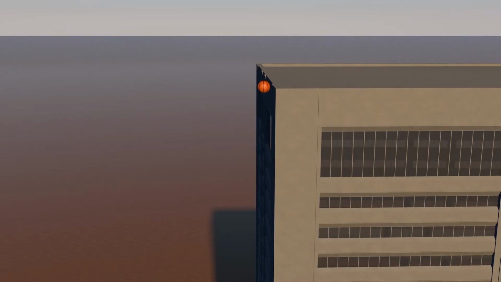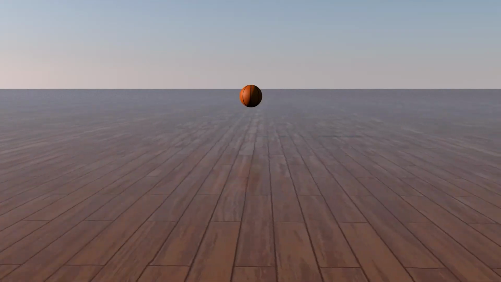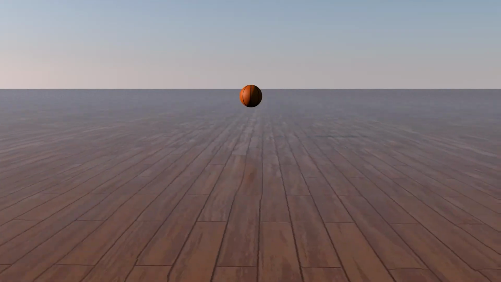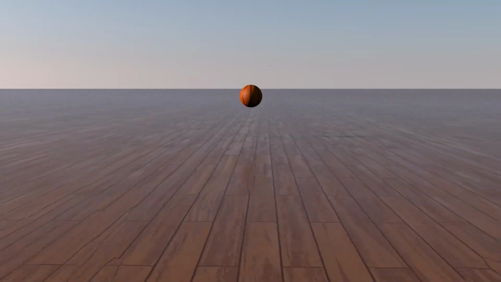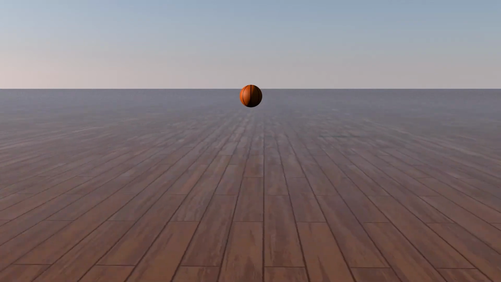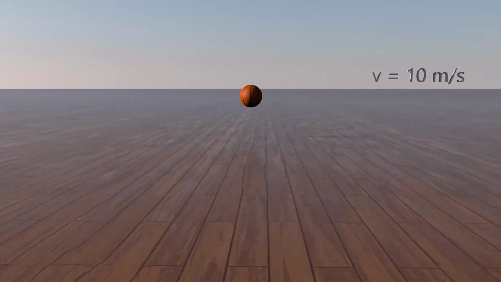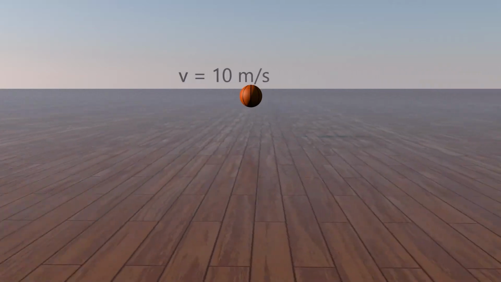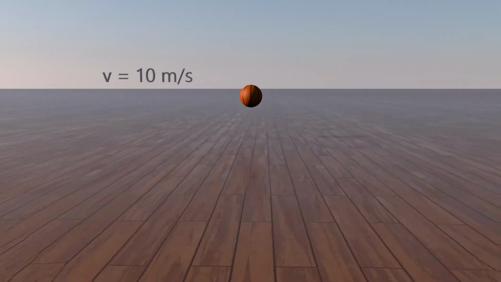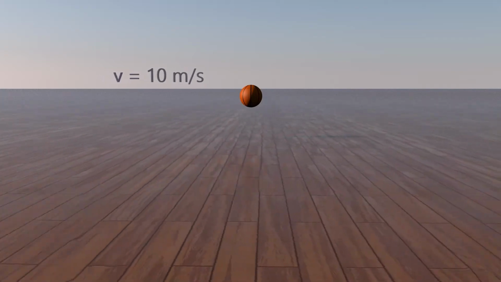Now let's take another example. Say we throw the same ball along a straight line through air and ignore the effects of gravity and air resistance. This ball is travelling with a speed of v equal to 10 meters per second. The gravitational potential store will now remain constant throughout this whole motion, since its height isn't changing, meaning the equation for gravitational potential store will also remain unchanged.